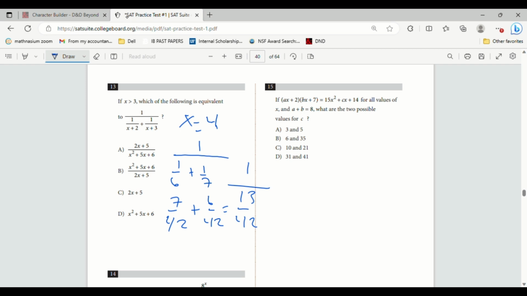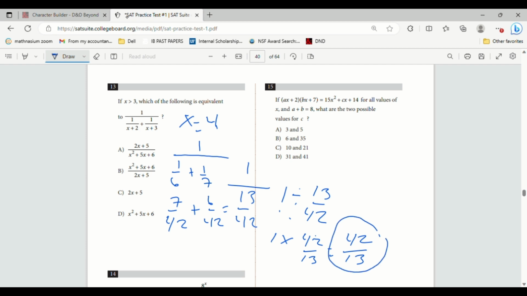And so you can think of it like this. We have 1 divided by 13 over 42. Keep, switch, flip: 1 times 42 over 13. So that gives us 42 over 13 as what this expression equals when you plug in 4.